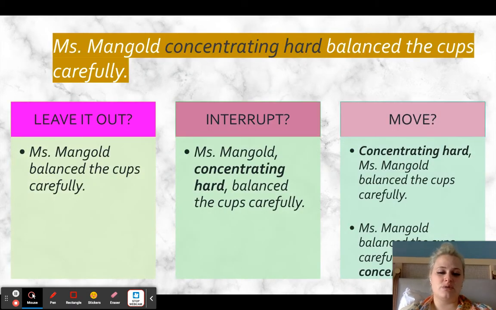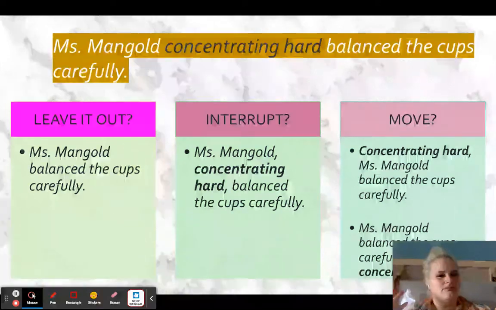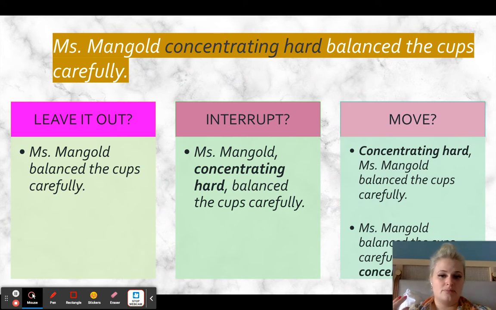So let's try this with a different example. Miss Mangold, concentrating hard, balanced the cups carefully. If I took out that little dark part in the middle, concentrating hard, still makes sense. If I took that interrupter, that non essential clause out, Miss Mangold balanced the cups carefully. Good job, Miss Mangold. You're very clumsy. If I wanted to interrupt it, concentrating hard, balance the cups carefully, I would just add that. Or I could move it to the front, concentrating hard, Miss Mangold balanced the cups carefully. Or to the back, Miss Mangold balanced the cups carefully, concentrating hard.